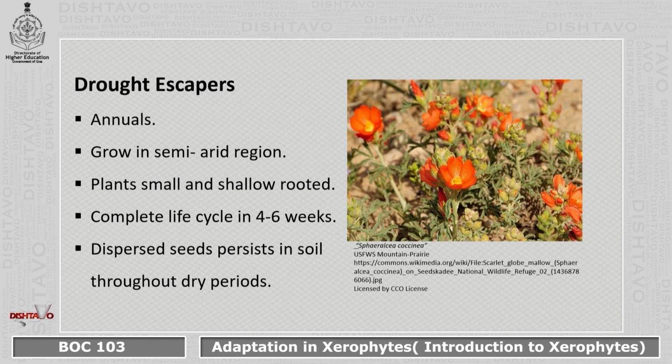The first type that we will be discussing is the drought escapers. Drought escapers are those plants which are normally annuals. They are seen growing in semi-arid regions of the world. These plants are small and normally have a shallow rooting system. They complete their life cycle in 4 to 6 weeks, and it is in these weeks that water is available.